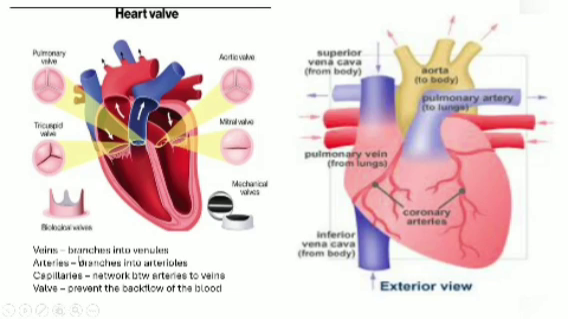Again coming to veins. Veins branch into venules. Arteries branch into arterioles. The network between arteries and veins is called capillaries. Valves prevent the backflow of blood. Okay. Then coming to the physiology of the heart.